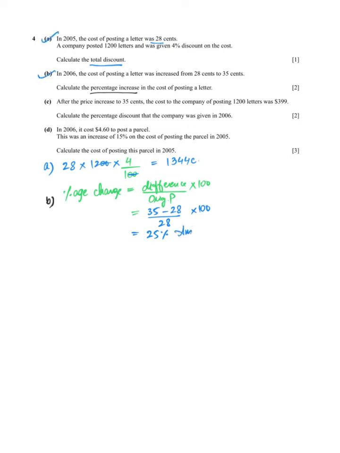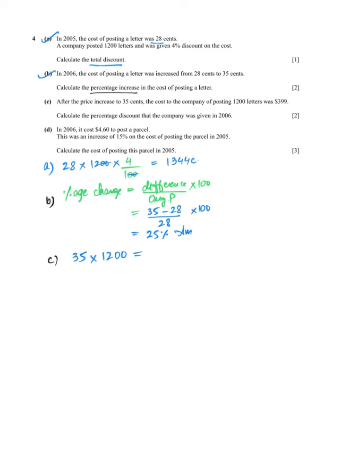Alright, after that, part C. It says, after the price increased to 35 cents, the cost to the company of posting 1200 letters was $3.99. Calculate the percentage discount the company was given in 2006. Alright. At first, I will find the initial price, that if the cost is 35 cents and the company had posted 1200 letters, what is the total price the company is getting? First we need to find this one.